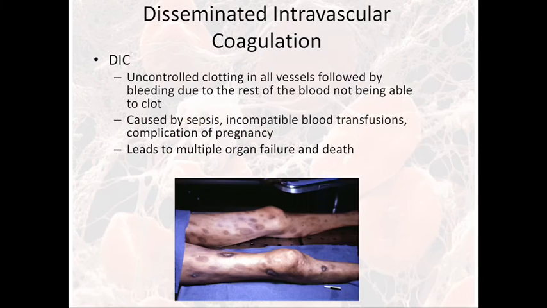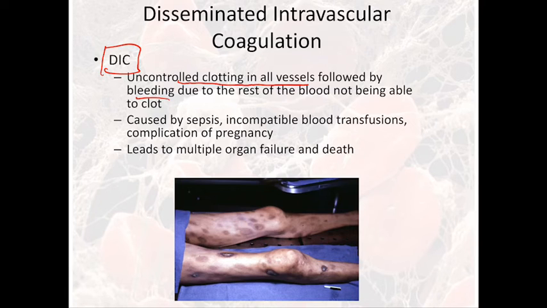Okay, one other condition, which can a lot of times be a fatal condition, is known as disseminated intravascular coagulation, also known as DIC. If you have a patient in the hospital that's getting DIC, it's a big problem. What happens is uncontrolled clotting in all blood vessels, followed by bleeding due to the rest of the blood not being able to clot. So pretty much clotting happens throughout the whole blood.